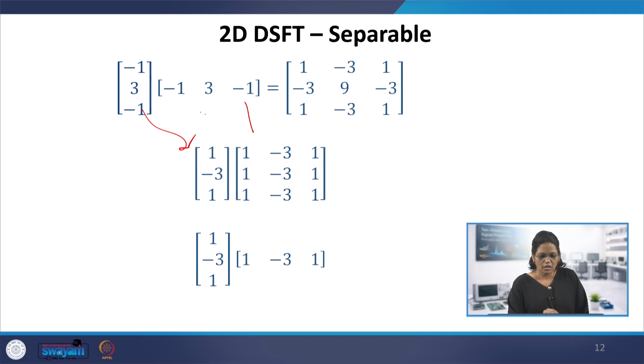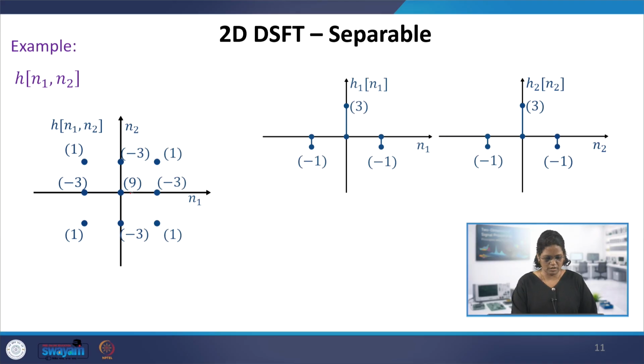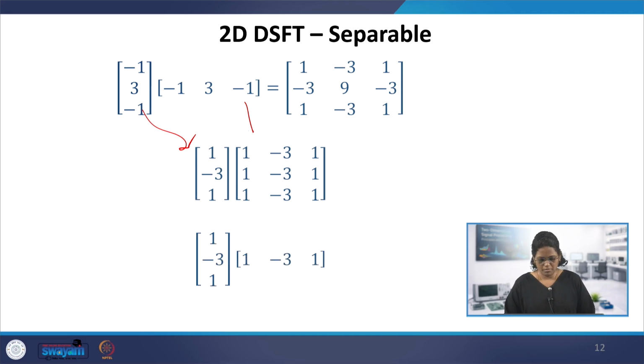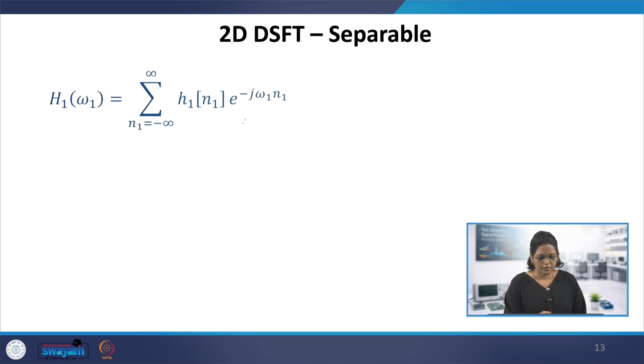We should note down the origin here, which is the index corresponding to 0 0, 0 1, 1 0 and 1 1. That can be obtained from the sequence given over here. This is 0 0 and 1 0, and where we write 9, it should be 0 0. That index needs to be taken care of in the matrix as well. So we got h1 of n1 and h2 of n2 by the separability concept, and then compute the DTFT of the individual 1D sequences. So it is simplified now.